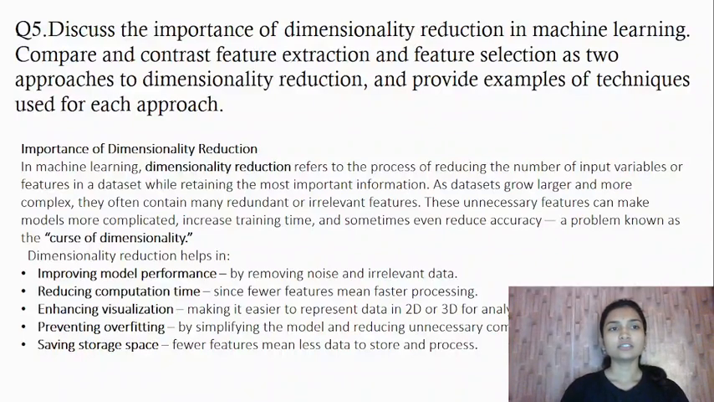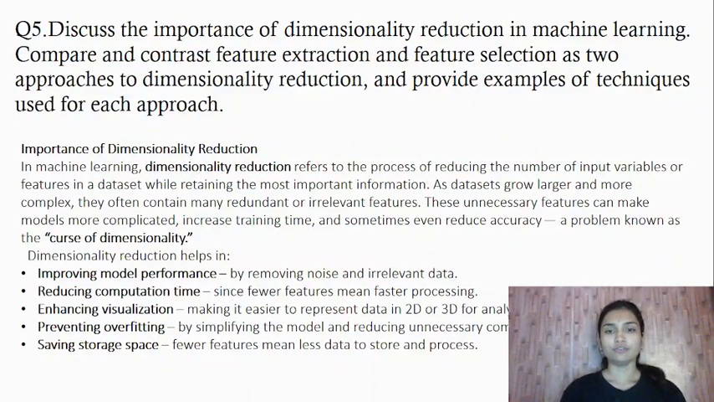Now we will discuss the fifth question. Discuss the importance of dimensionality reduction in machine learning. Compare and contrast feature extraction and feature selection as two approaches to dimensionality reduction and provide examples of techniques used for each approach. In machine learning, dimensionality reduction refers to the process of reducing the number of input variables or features in a dataset while retaining the most important information.